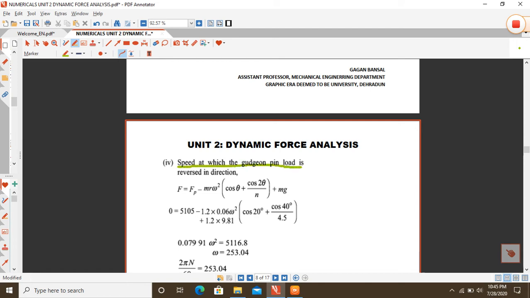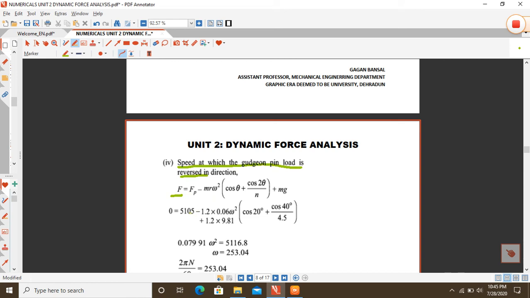Now another important thing in this particular numerical is the speed at which the gudgeon pin load is reversed in direction. What does it mean? It is that value of speed at which the direction is reversed. That means the net force becomes 0, that is the net effect on the piston becomes 0. So in this particular formula, FP minus FB plus mg, FP is pressure force, FB is the inertia force. In the inertia force, we put all the parameters except omega and we try to calculate.